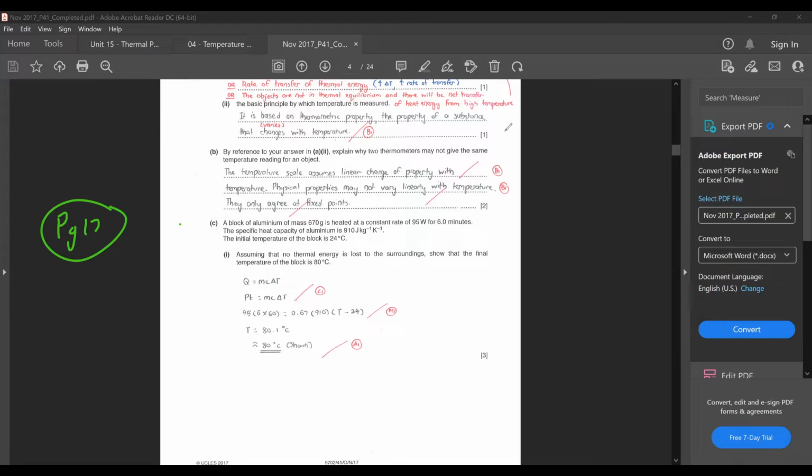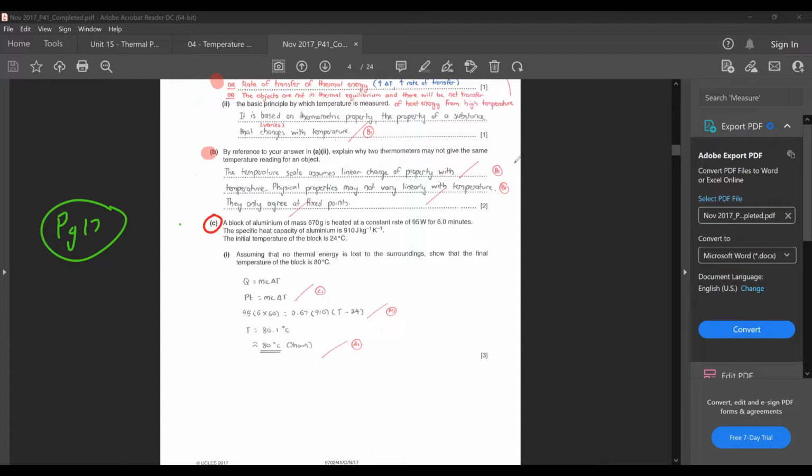Now for page 17, part C, you cannot do part A and B yet from above because it's on a different topic. It's in a different chapter called temperature. So we don't do that one first. What we can do is part C.